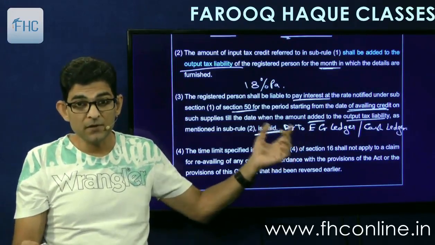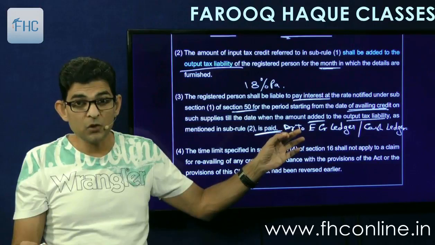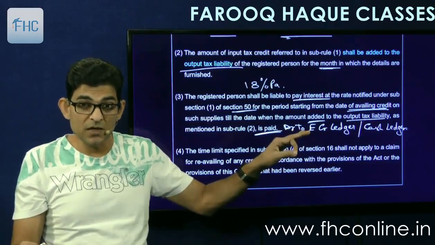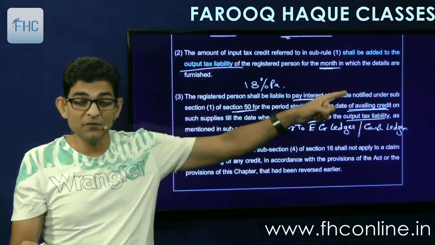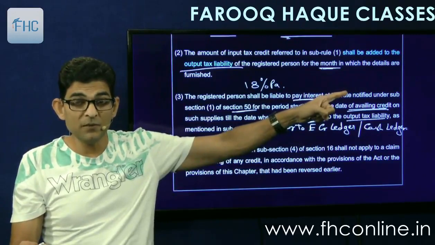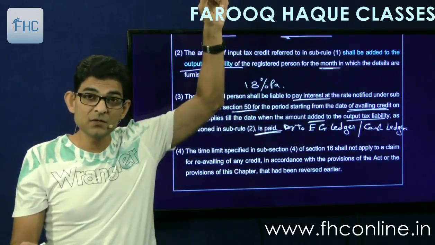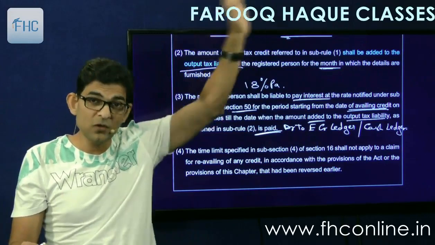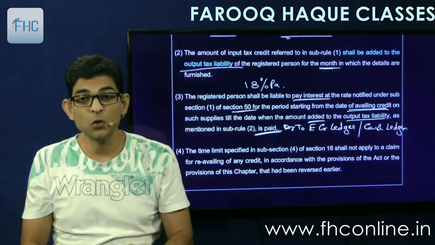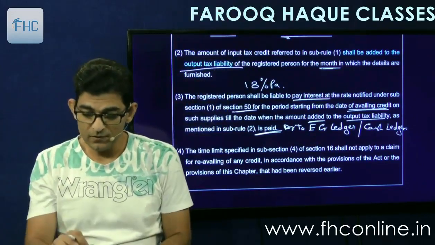So that is the payment. Till it is debited to the electronic credit ledger or the cash ledger, we have to pay interest right from the date of availment. Now how will we know the date of availment? Because we have taken the credit, whenever that credit entry would have been passed in our electronic credit ledger, like I'll explain it to you.